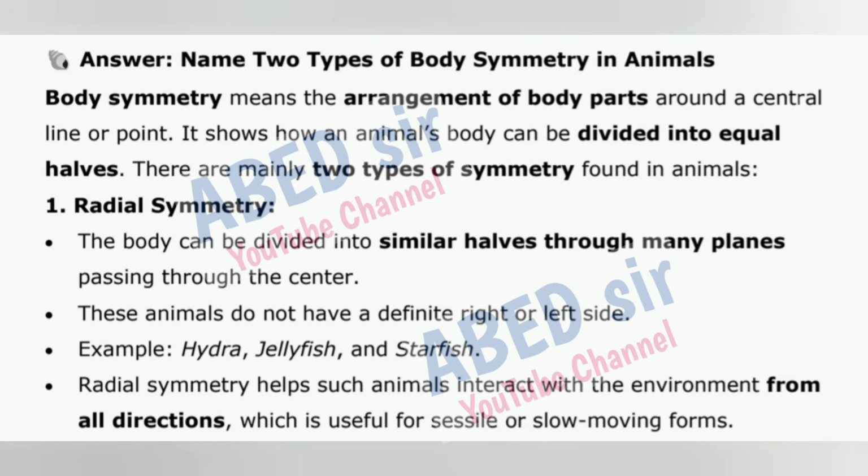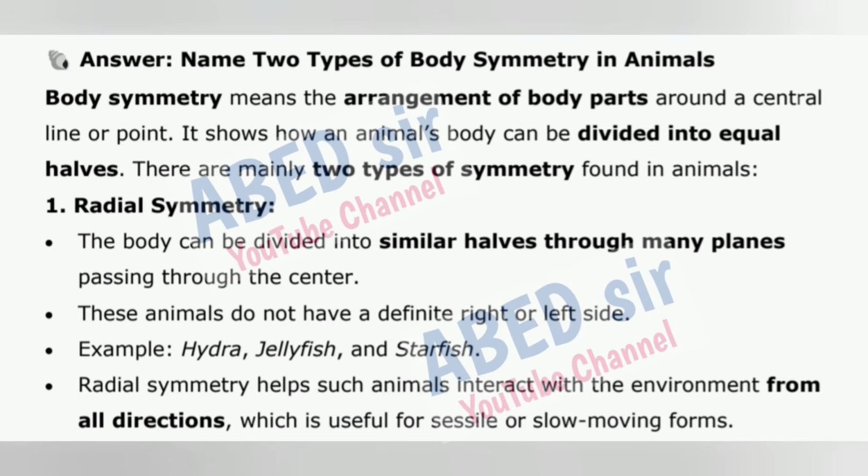Answer: body symmetry means the arrangement of body parts around a central line or point. It shows how an animal's body can be divided into equal halves. There are mainly 2 types of symmetry found in animals. 1. Radial symmetry. The body can be divided into similar halves through many planes passing through the center. These animals do not have a definite right or left side. Example: hydra, jellyfish, and starfish.